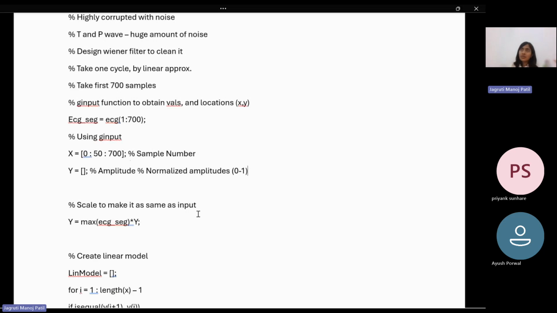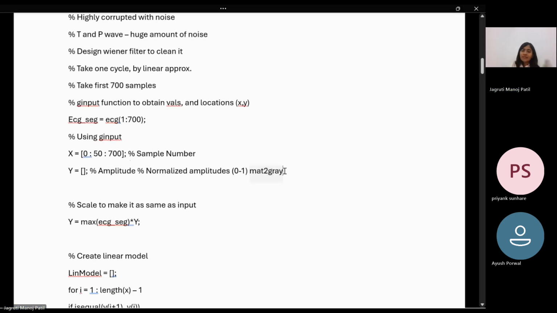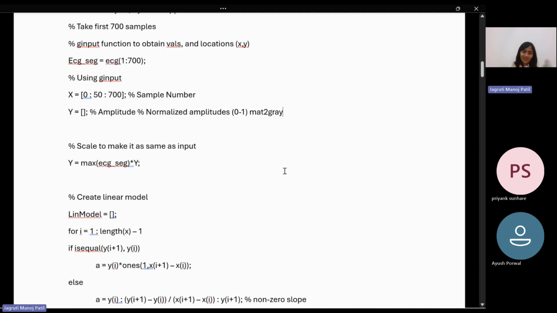Or you can also, in MATLAB, there's a command called mat2gray. What this does is that when you have all your values, it will scale them within 0 to 1. So it also essentially divides by the maximum value. Okay, so that was all for the normalization part.